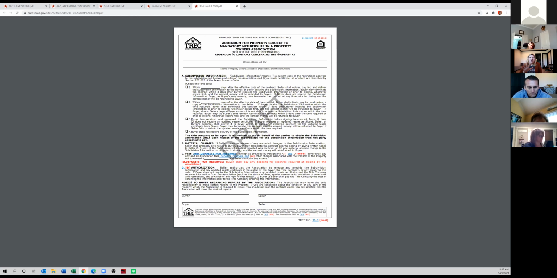First off, y'all know, I think that HOA documents should be requested when we go to list a property, and they should be uploaded onto MLS to tighten up the option for buyers to get out based on this too. Because when you select A1, it says within blank days after the effective date of the contract, seller shall obtain, pay for, and deliver subdivision information to buyer. And then if the seller delivers subdivision information, buyer may terminate the contract within 3 days after the buyer receives subdivision information or prior to closing, whichever occurs first, and the earnest money will be refunded to the buyer.